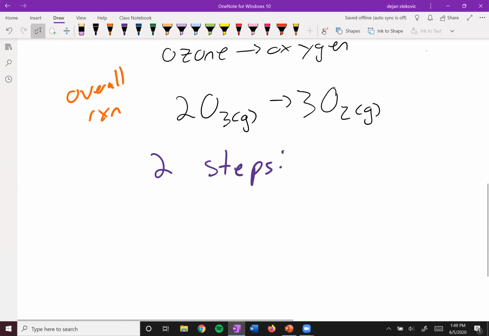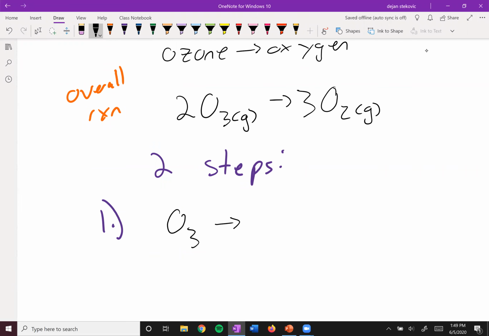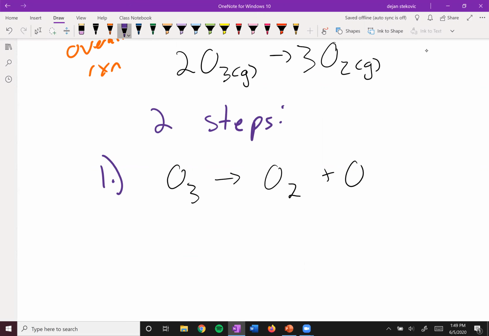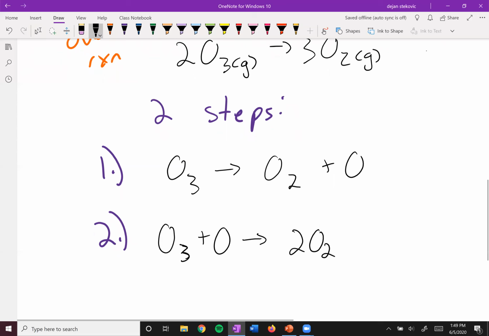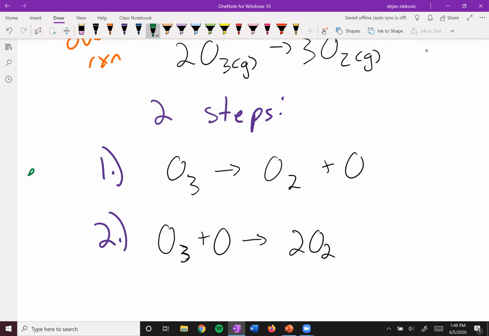So let's take a look at these steps. So in the first step, this O3 falls apart into an O2 and a lone oxygen. And then in step 2, this O3, a different O3, reacts with this lone oxygen to form 2 O2s. And so these individual steps are what are known as elementary reactions. So they are the individual steps of a reaction.